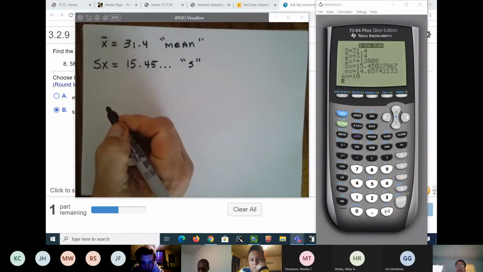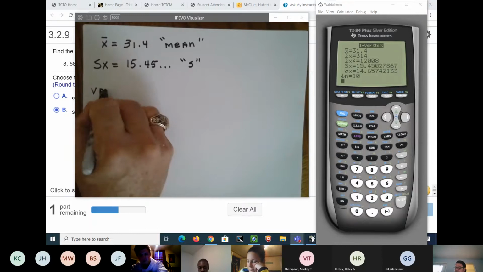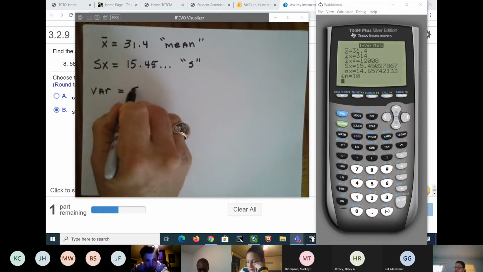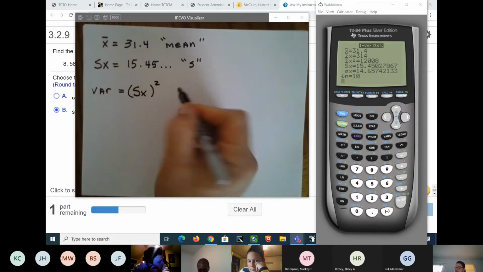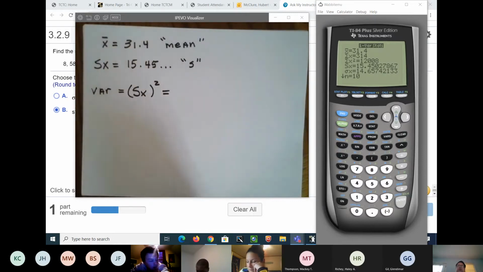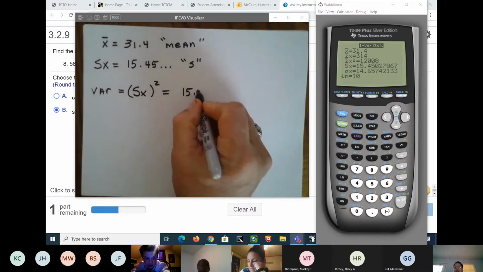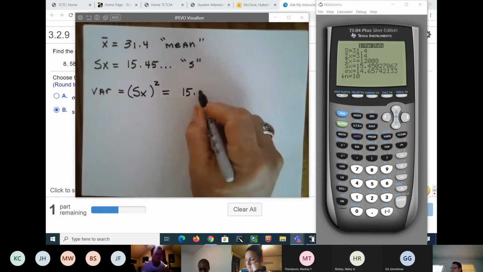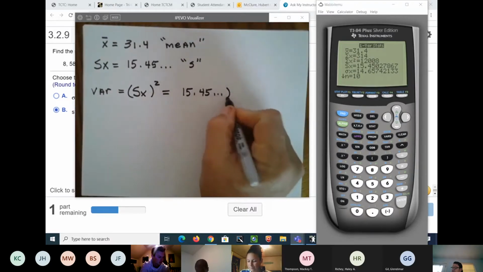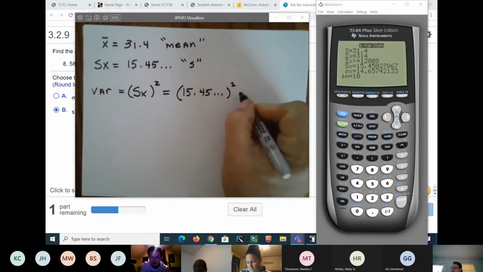If the test or the homework question asks for the variance, you take that number for the SX and raise it to the second power. The only reason we're doing this is because the calculator is not giving you the variance, and I'm telling you how to find it without pulling hen's teeth. So take 15.45, put all the digits in your calculator, and raise it to the second power.